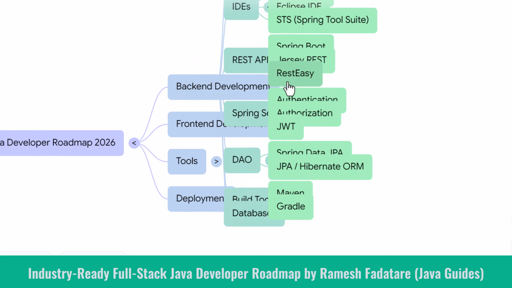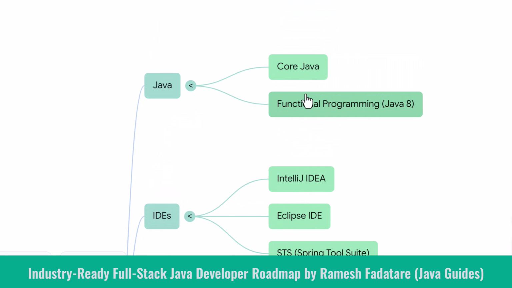We start with Java because Java remains one of the strongest, most stable, and most in-demand backend languages in the world. As a backend developer, your foundation begins with mastering Java. You learn how Java works, how memory behaves, how objects are created, and how logic flows through your application. You then move into functional programming using Java 8 and beyond. Features like lambda expressions, streams, optional, functional interfaces, and method references dramatically improve how you write clean, expressive, and efficient code.